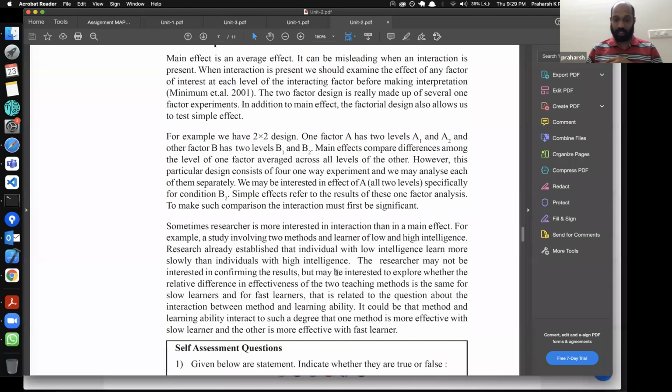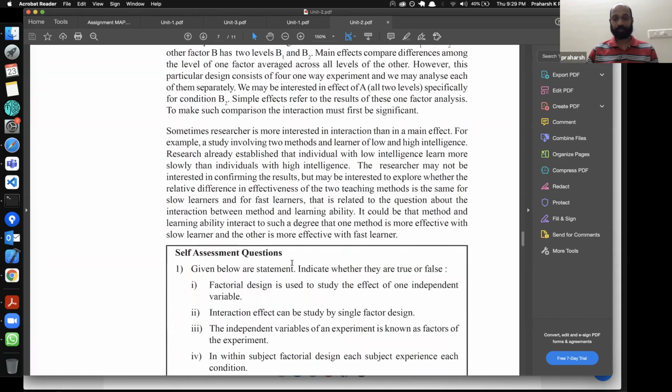Question about the interaction between, okay, it could be that method and learning ability interact to such a degree that one method is more effective with slow learners and the other is more effective with fast learners. So instead of Chavanaprash, they give an example of two different methods of teaching. So you can end up with a result that this way of teaching is good for low IQ people and this way of teaching is good for high IQ people. Or instead of IQ, you can change it to kids from English medium school and, let's say, local language medium school. Cool so far?